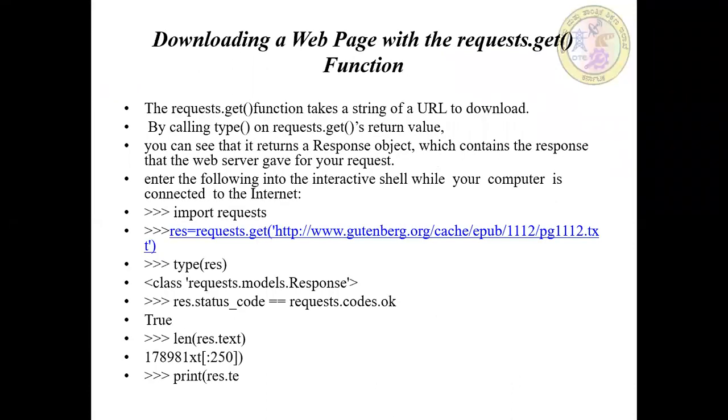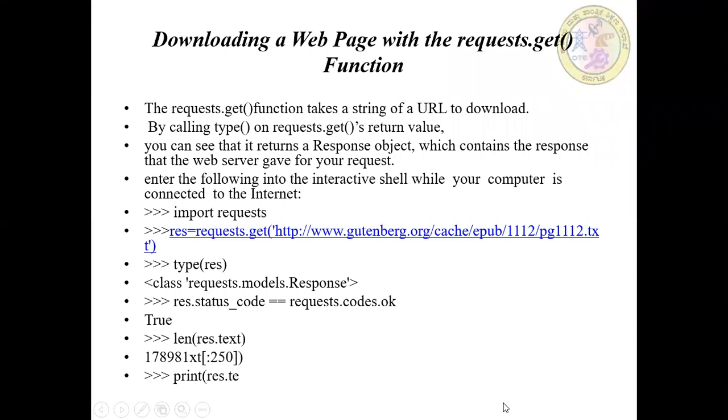Downloading a web page with the requests.get function. The requests.get function takes a string URL to download. By calling type on the value returned by requests.get, you can see that it returns a Response object, which contains the response that the web server gave for your request. The following code: import requests, then requests.get and the website.